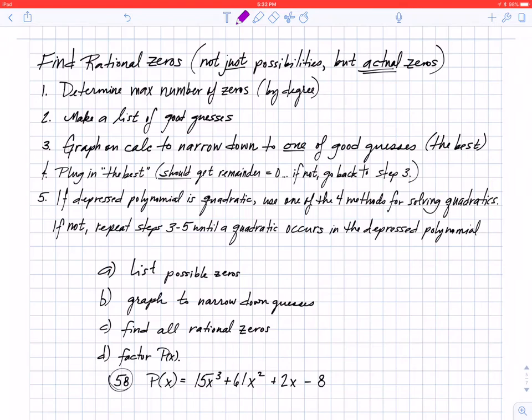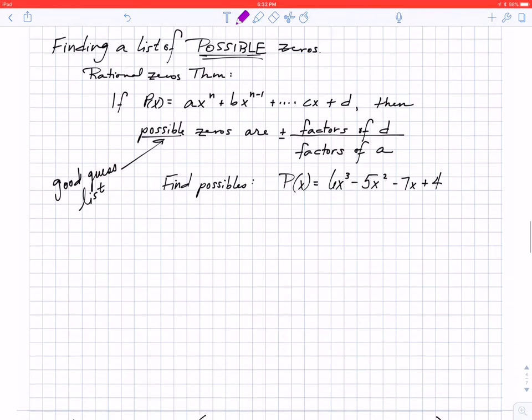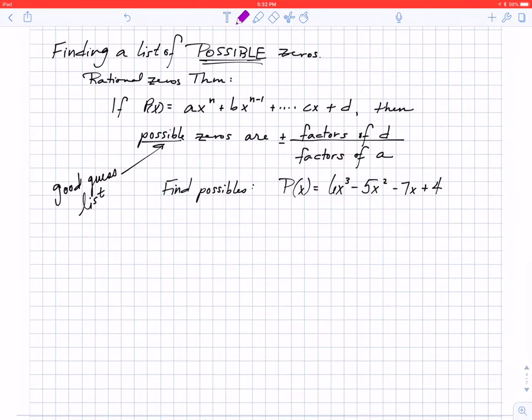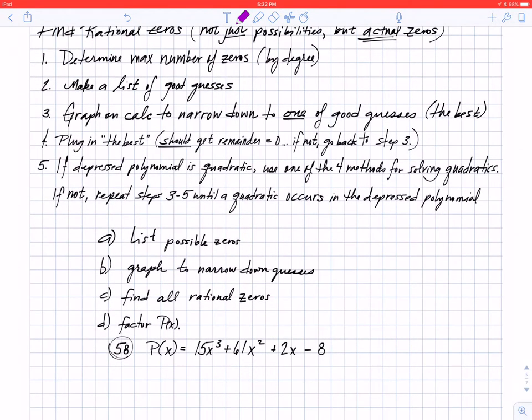Number two, make a good list of guesses. This is something that we would have just discussed in class. This is where, on the last page here, we would look at the factors of the constant and divide by the factors of the leading coefficient. Number three, you get to graph it on the calculator. We want to narrow down to one of our good guesses, so you're just simply looking at the picture of the graph and making a good guess.